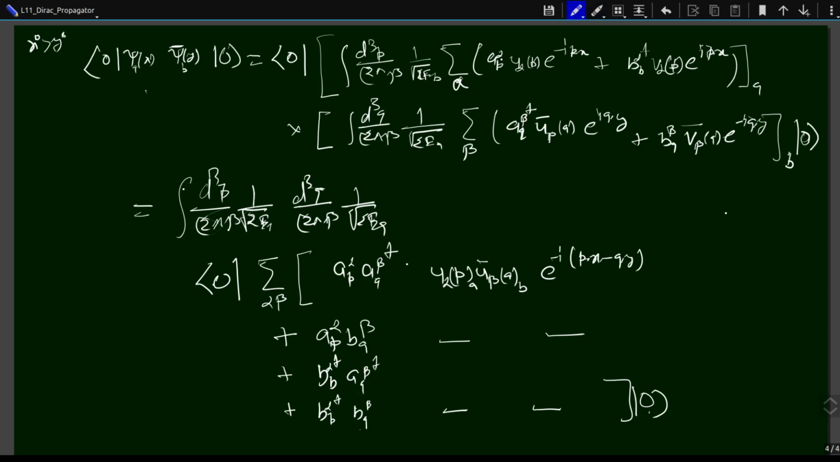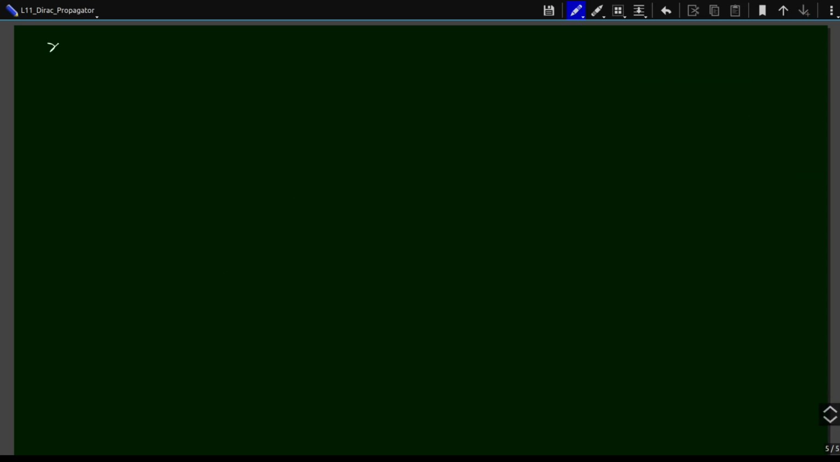Okay. So this acting on this gives me 0. Here this acting on this gives me 0. Here again b acting on this gives me 0. The only non-zero term that I have is coming from the first. So let's write that on the next page. Again, just as a reminder, for x naught greater than y naught, I have <0|psi_a(x) psi-bar_b(y)|0>.